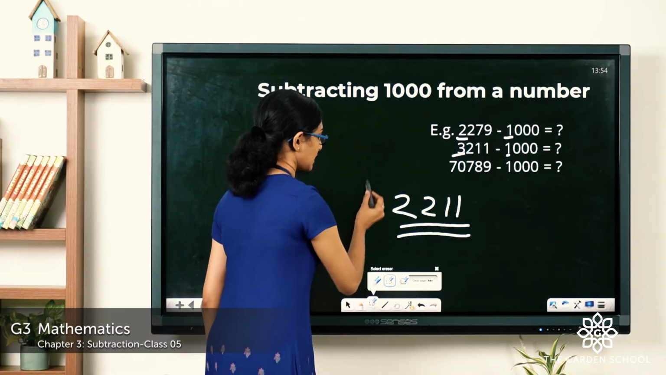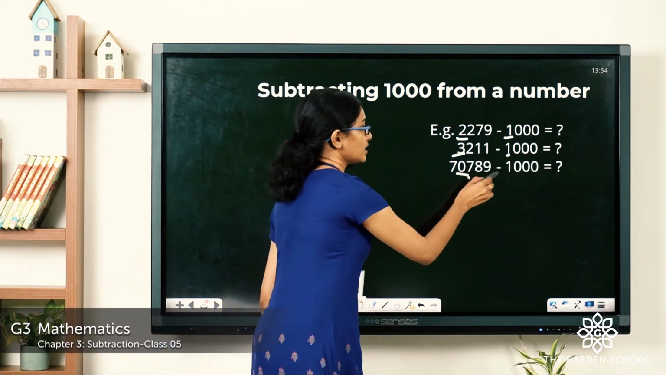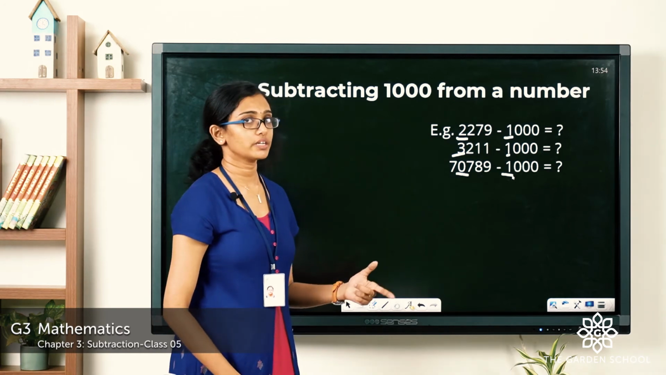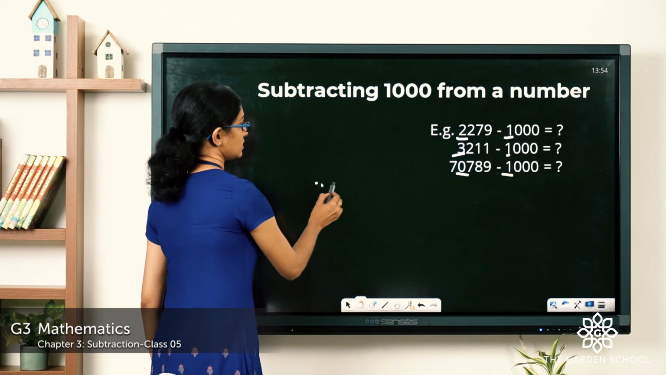Now let's see the third case. In the third case, you have 0 here and 1 here. You cannot do 0 minus 1, so you will have to regroup. So let's see that.